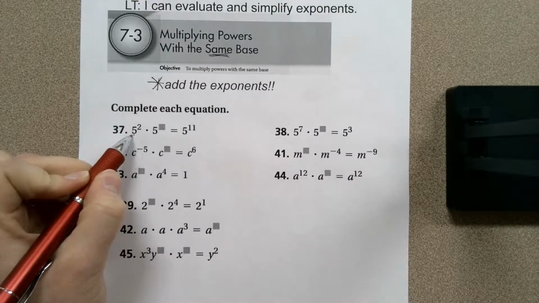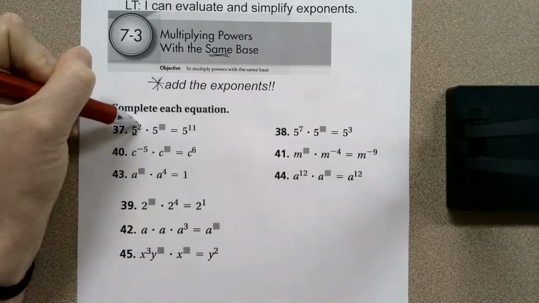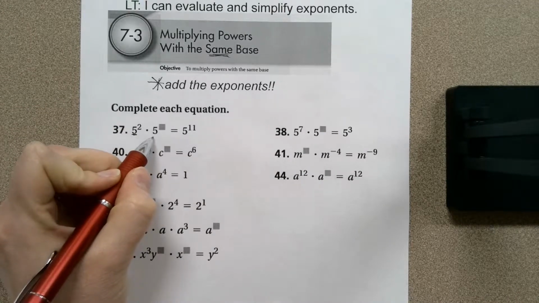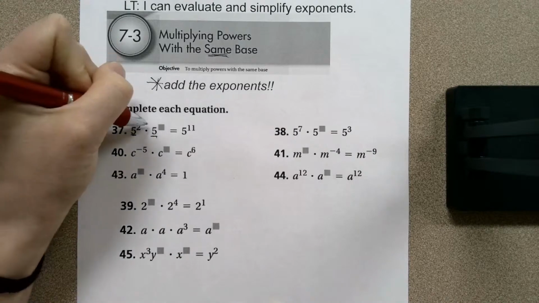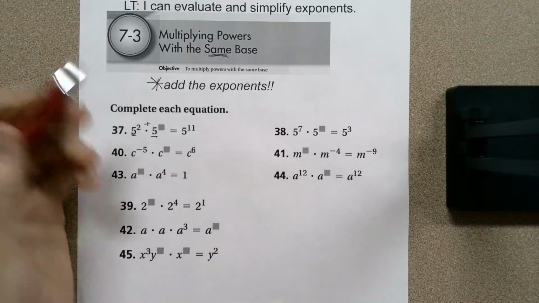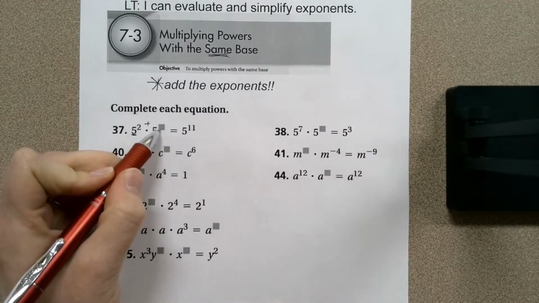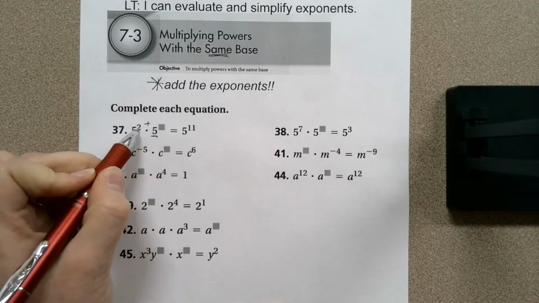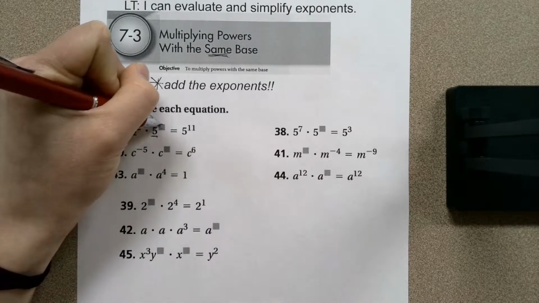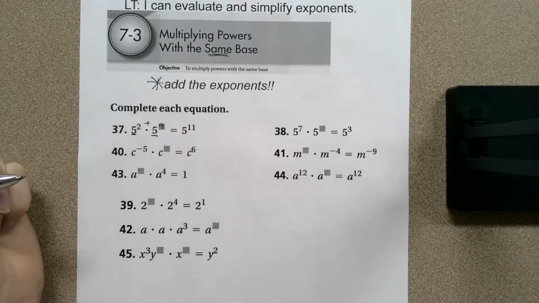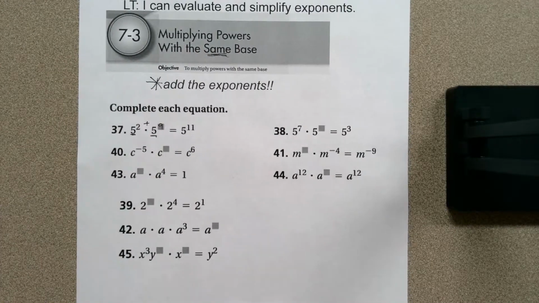5 is the base number, 2 is the exponent. So here, 5 is also the base. They are the same base. Because they are the same base, we are going to add their exponent. Well, we don't have an exponent here, so we need to figure out what that would be. 2 plus what is equal to 11? In this case, it would be 9. So 9 would have to be the exponent.